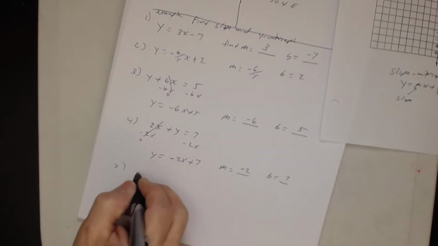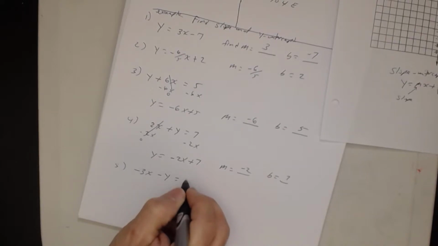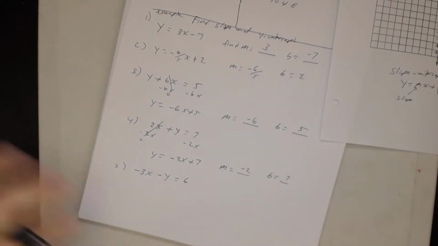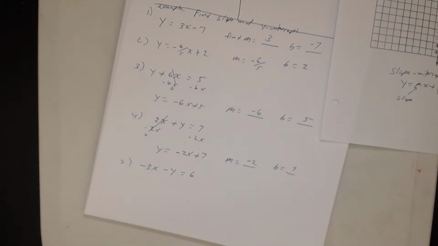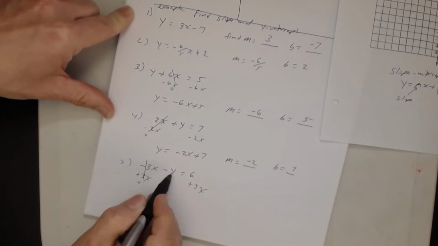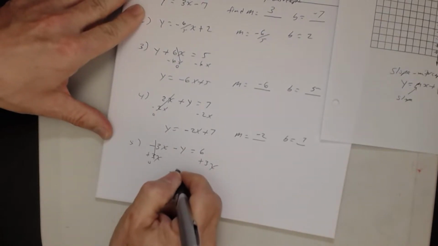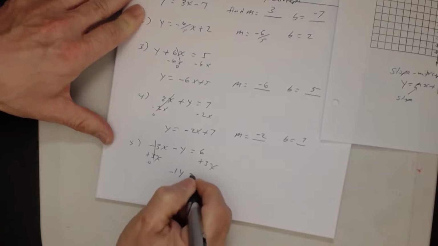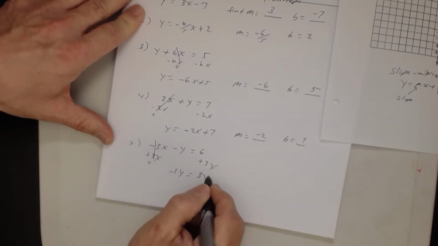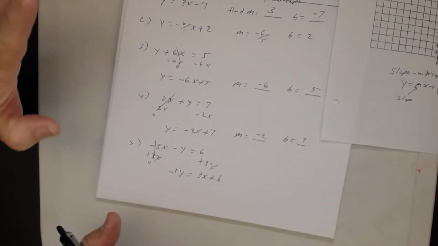Number 5. Suppose we had -3x minus y equals 6. All right, so again, you get y by itself, right? So you're going to add 3x to both sides. Okay, to combine like terms, that's 0. Now be careful, it's not y that you have, it's what? -y. So you have -y, and I'm going to go ahead and write it as -1y, equals, and then that becomes what? 3x plus 6. So that's where I'm at. Okay? Then divide both sides by -1.